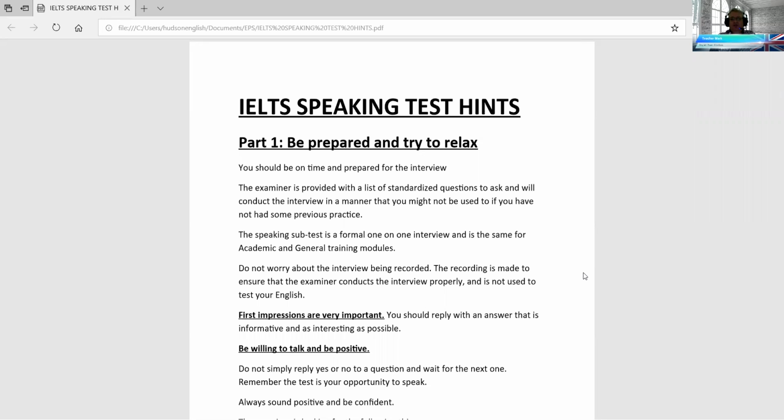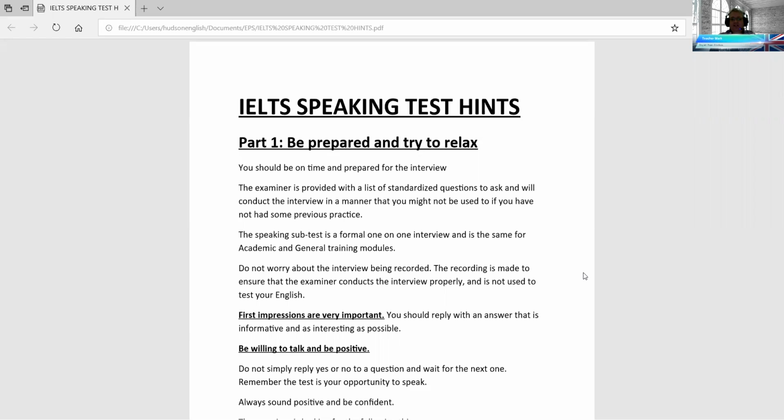The examiner is provided with a list of standardized questions to ask you and will conduct the interview in a manner that you might not be used to if you have not had some previous practice. The speaking test is a formal one-on-one interview and is the same for academic and general training modules.